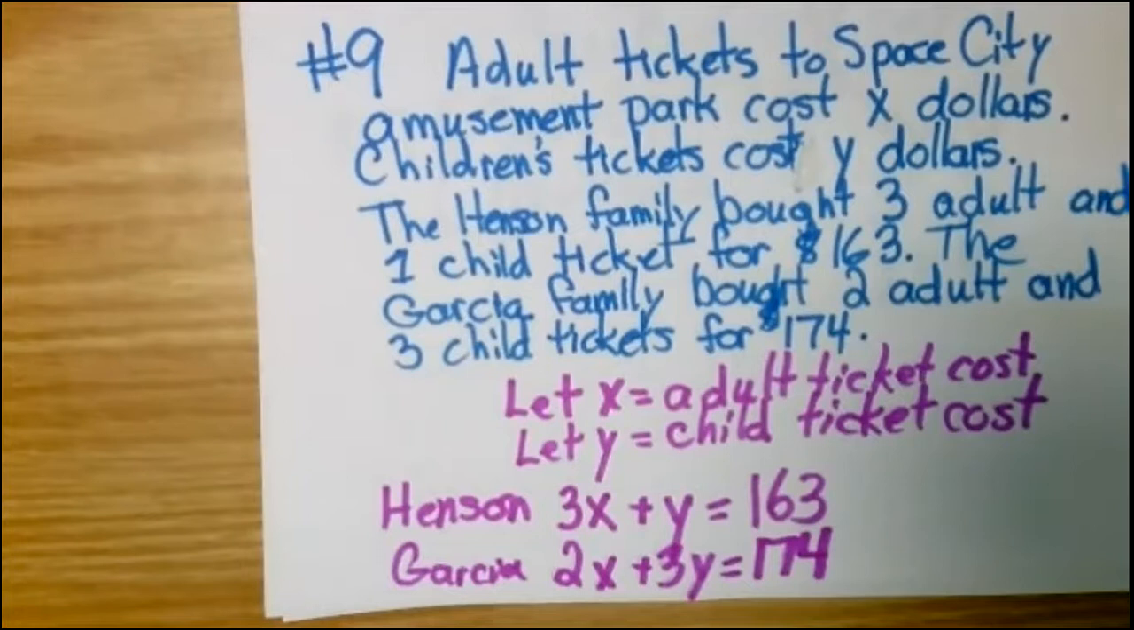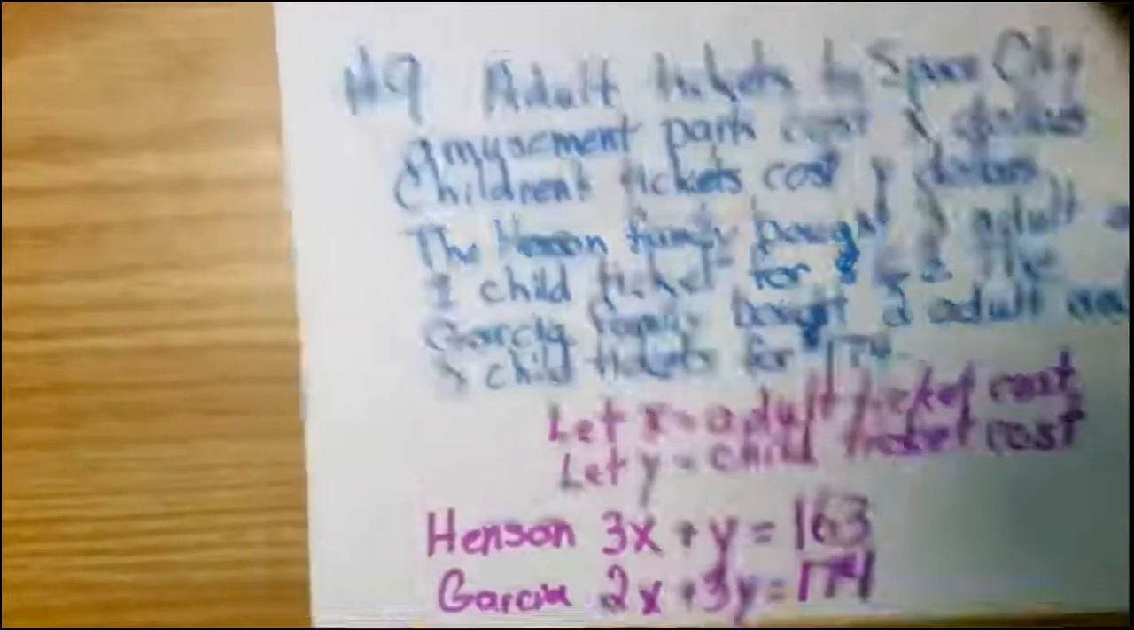Now we have to solve for X and Y to get our system of equations answer, because what does it say? It says solve the system. So we're going to find the adult price and the child price. We're going to find the X, and we're going to find the Y. So I need another piece of paper, or part of a piece of paper here.